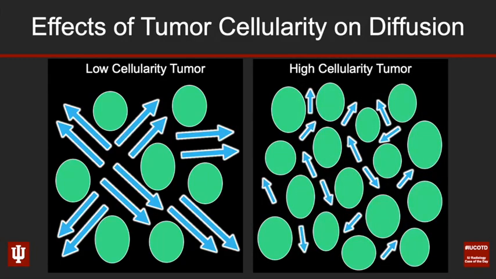Compare that to a high cellularity tumor, a much more densely packed tumor. The extracellular water molecules have a very difficult time diffusing about. It's impeded by the dense cellularity of the tumor. And that's precisely what we look for in a lot of cases in head and neck imaging with diffusion-weighted imaging. We use it as a marker of tumor cellularity.